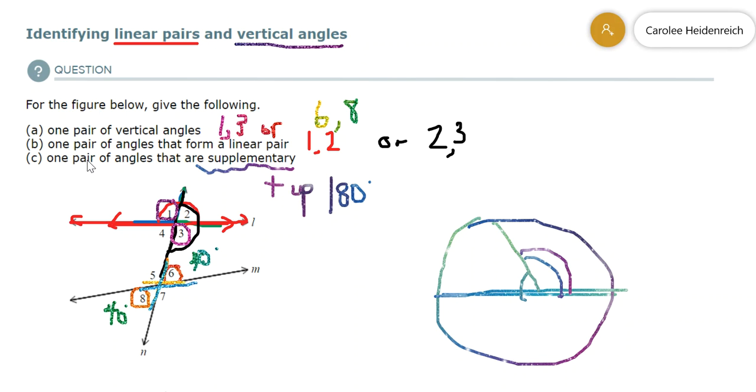So basically anything we listed for part B to form a linear pair would also be a pair of angles that are supplementary. Like 1 and 2 would be supplementary angles. They are right next to each other on that line and they were a linear pair.